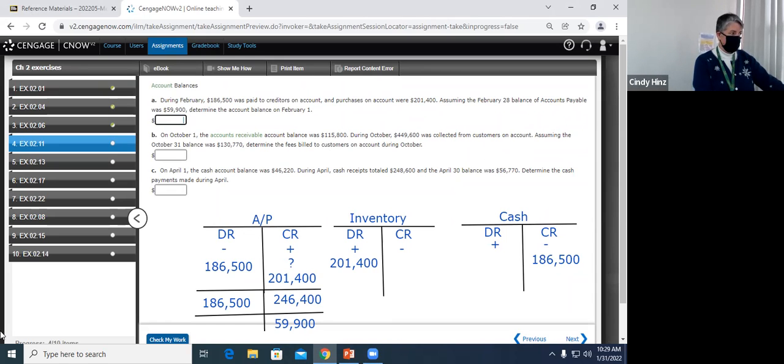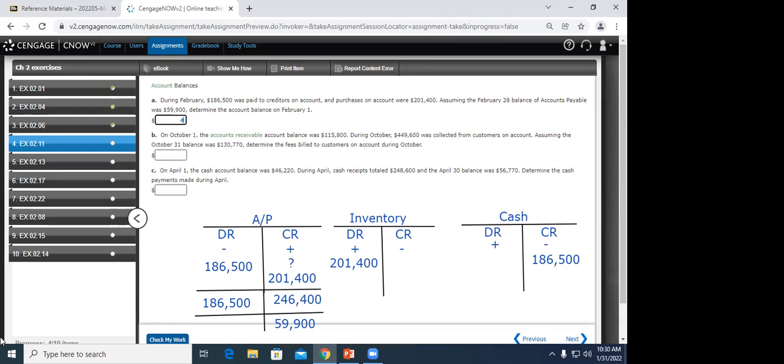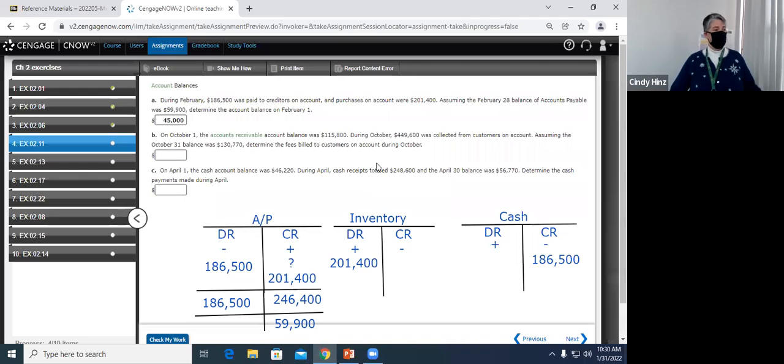What do we think the beginning balance was? $45,000. Yep, and Marcia posted it in the chat as well, thank you. 45,000 must have been the beginning balance. Again, if you're not sure, if you just want to reassure yourself, yes, you can click the check my work button. But what else could we do?